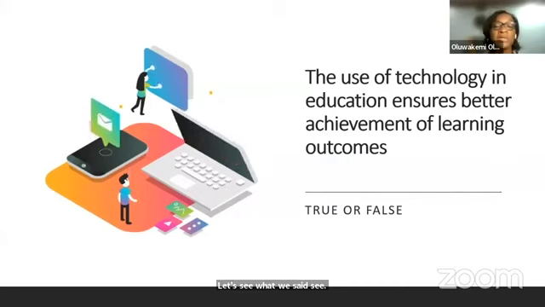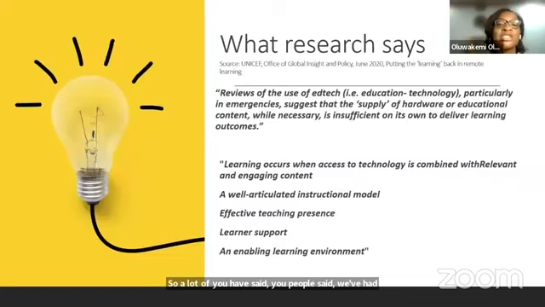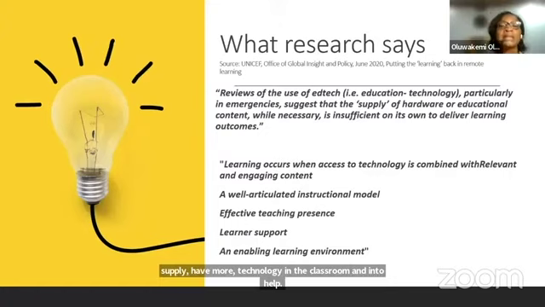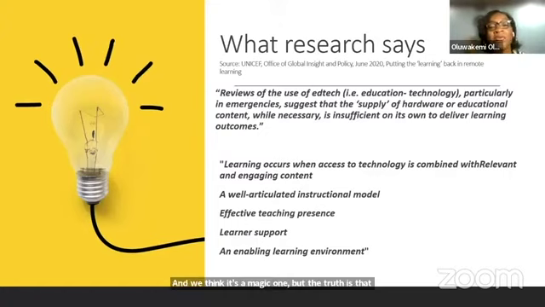We've had Madam Miriam give us her own reason why she said false. So let's see, what does research say? There have been reviews on the use of tech in the classroom, and we've seen where people suggest, just have more technology in the classroom and it will help. We think it's a magic bullet, but the truth is that technology in the classroom in itself is insufficient to deliver learning outcomes, like Madam Miriam had already said.